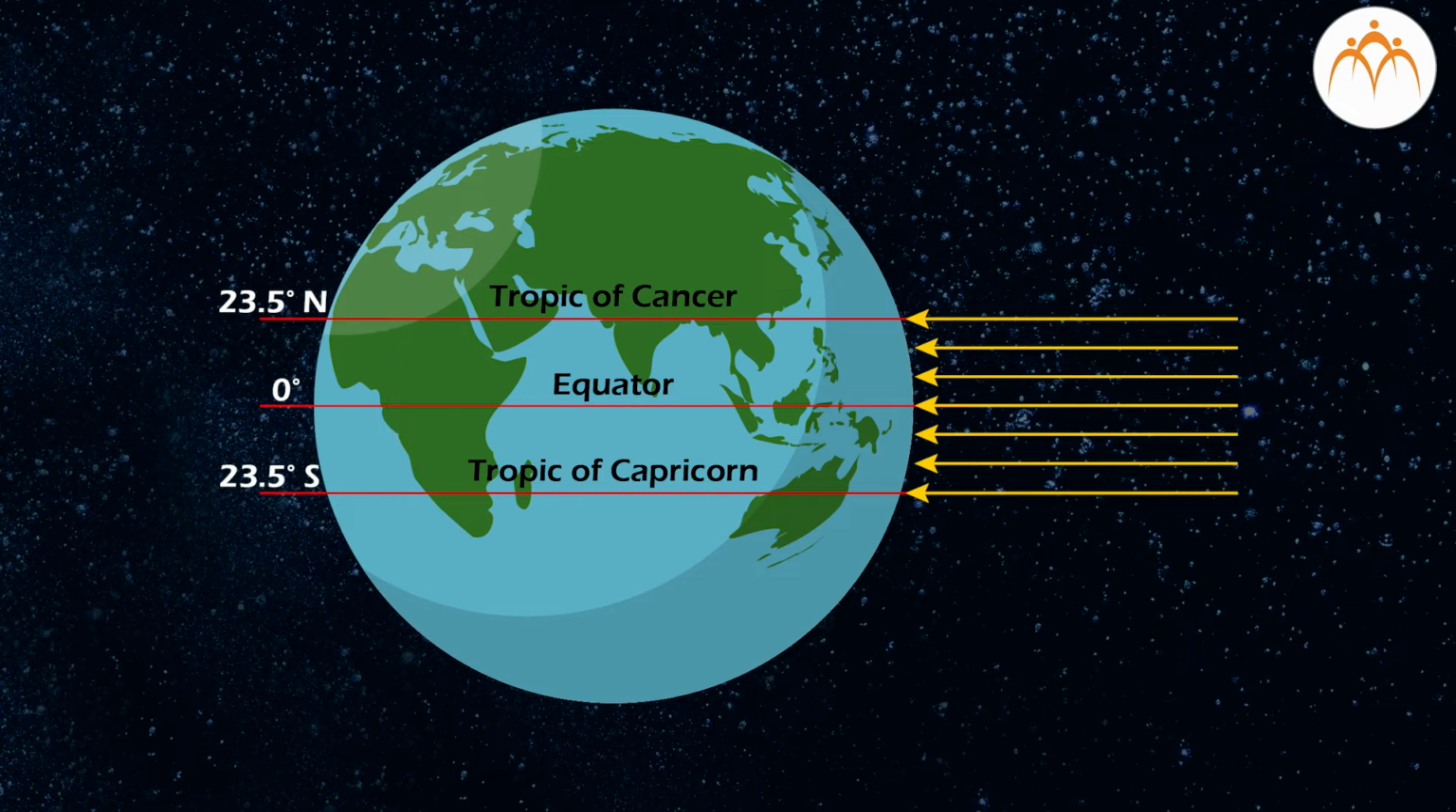When the rays of the sun fall perpendicular on the equator, during the revolution of the earth, we have equal hours of day and night. This happens twice in a year. Once during the spring equinox in the month of March, 21st or 22nd March, and once during the autumn equinox in the month of September, 21st or 22nd September.